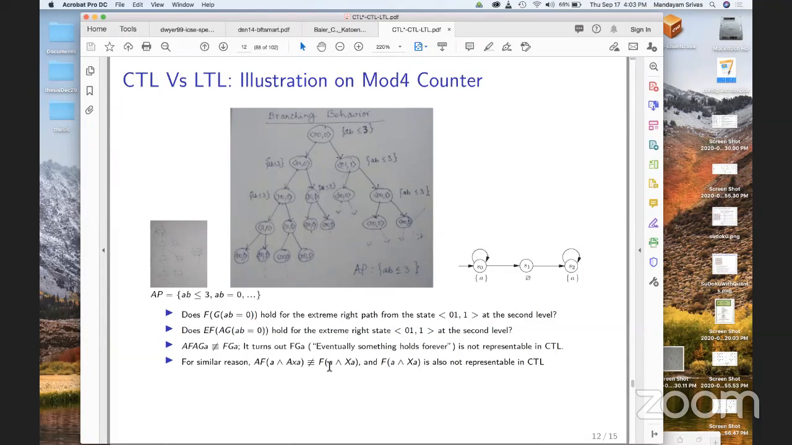That's a state formula. It's true of a path in which A holds in the first state and XA holds in the next state. So F of A and XA means it is true of a path if you eventually get to a point where A holds and in the very next state A holds too, so A holds at two consecutive points.